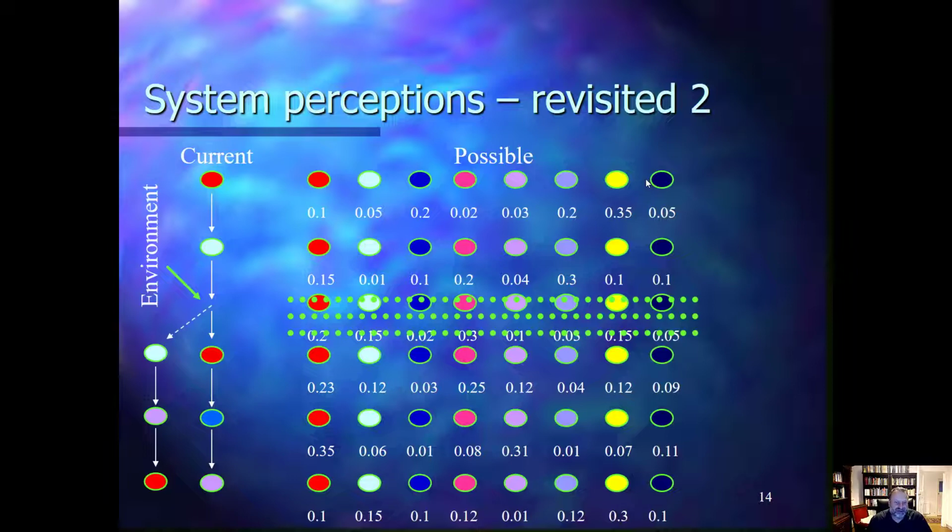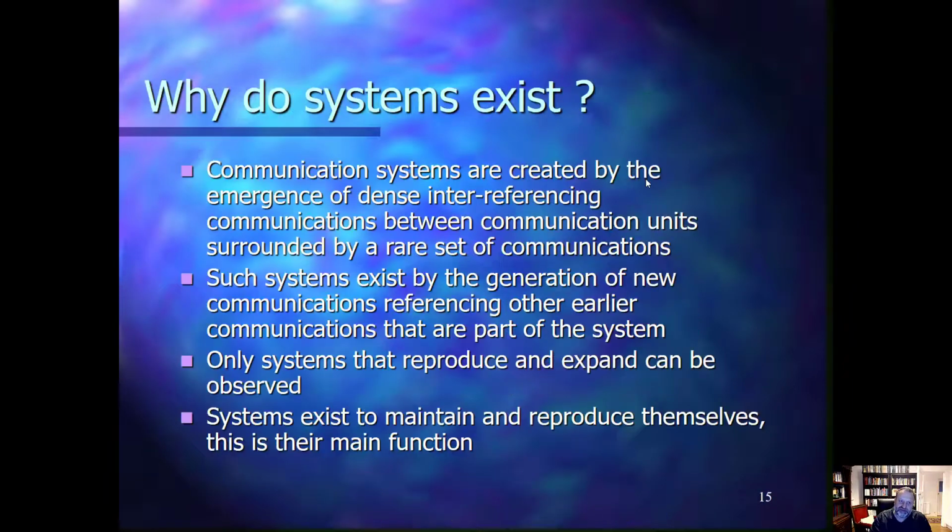So let's see the representation of this. Again, you have on the left side the current, on the right side the possibles, and where the environment interferes, there we revise the probability, the likelihoods of these continuation communications. And if these probabilities are revised, changed, and then we pick a sample from these possible continuations, that sample might be different. And in this case, it is. And that difference will be seen as the perception of the system about its environment.